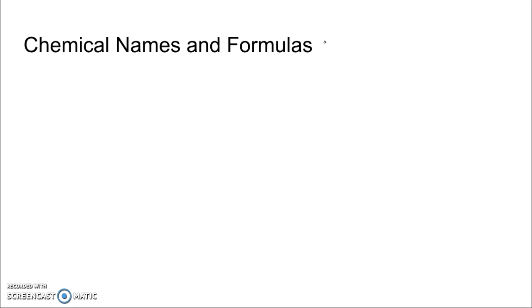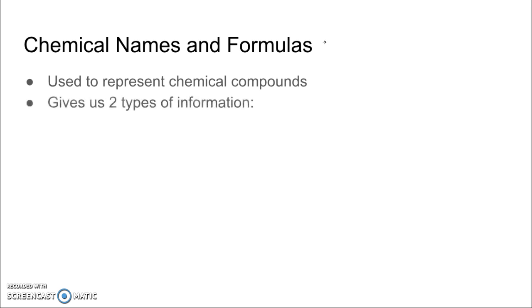Before we get started too much, I want to talk about what chemical names and formulas do for us. They represent the chemical compounds, but more in particular, they give us two types of information. The first is composition, what these things are made out of, and then they also give us what I'm going to call a ratio. So two types of information, composition and ratio. I'm going to pull up an example, and I want you to pause the video after each example and try to figure out what these things are composed of and what the ratios are.